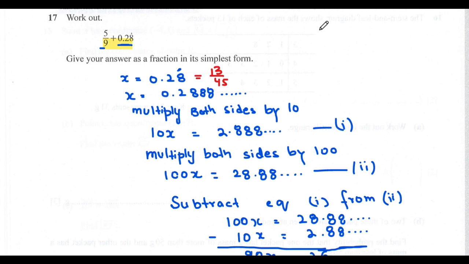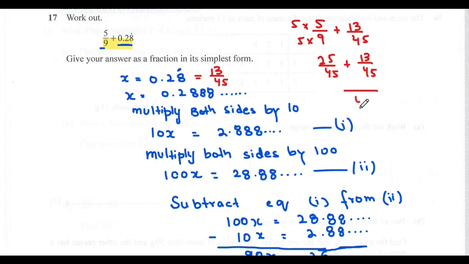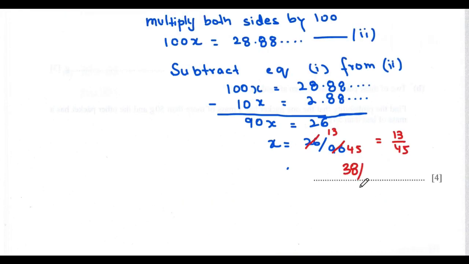Now I will solve the question. It is 5 over 9, and in place of this decimal now I'll write 13 over 45. To make the denominator same, I'll multiply 9 with 5 and 5 with 5. So it would be 25 over 45 plus 13 over 45. Now the denominators are same, so I can write them once, and 25 and 13 would add up and it would be 38 over 45. So the answer is 38 over 45.